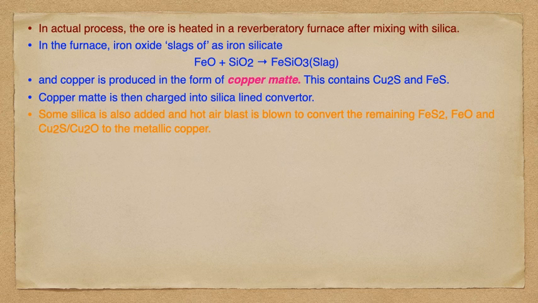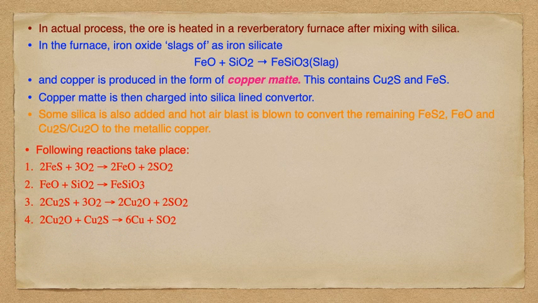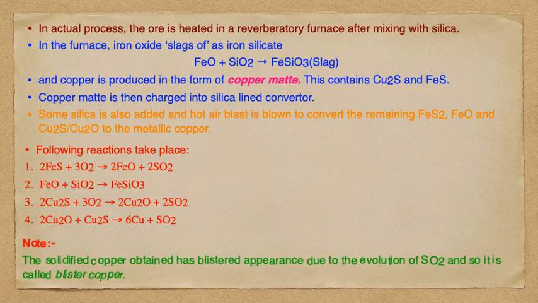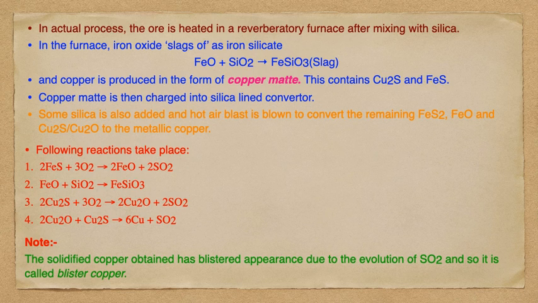Copper matte is then charged into a silica-lined converter. Some silica is also added and a hot air blast is blown to convert the remaining FeS into FeO and Cu2S into Cu2O and then to metallic copper. The following equations take place. There are four equations as shown here. Note the solidified copper obtained has a blistered appearance due to the evolution of SO2, and so it is called blister copper.